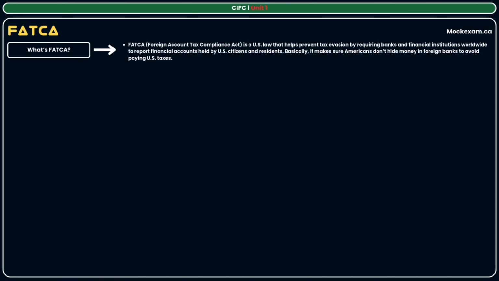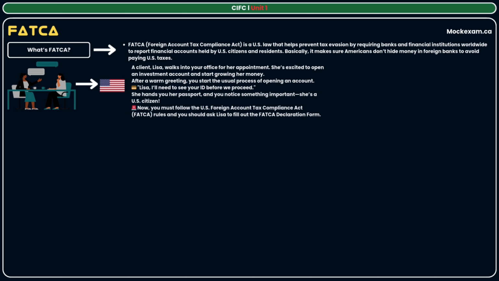Now, let's elaborate on FATCA points with a scenario and with an example. Let's say you work at a bank. A client named, let's switch from Sarah to Lisa. Okay. Lisa walks into your office for her appointment. She's excited to open up an investment account and start growing her money.